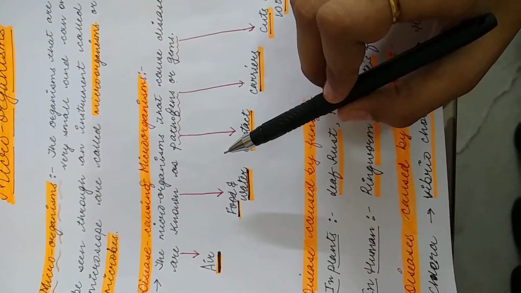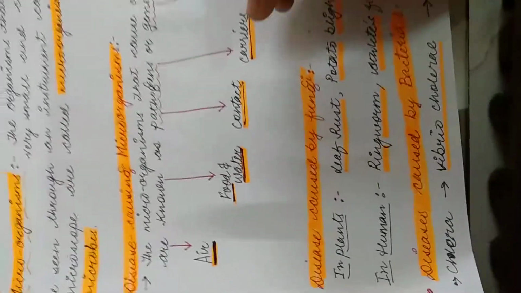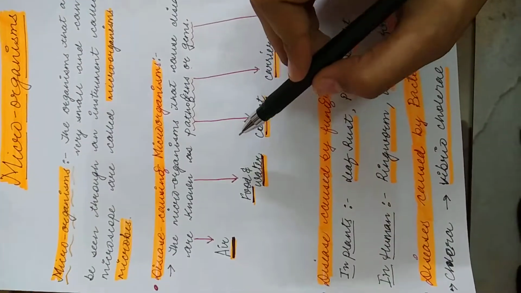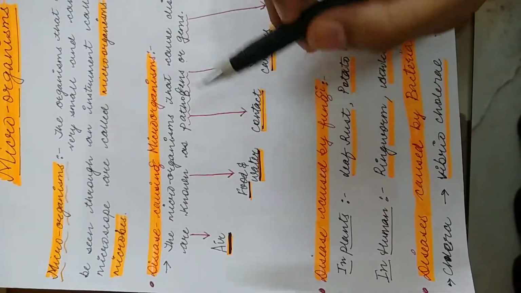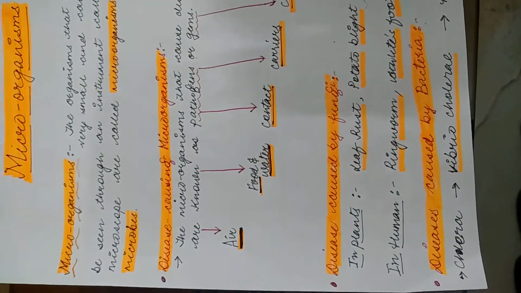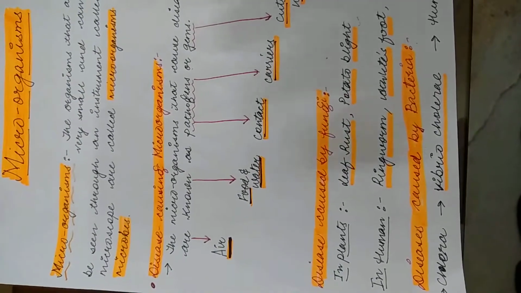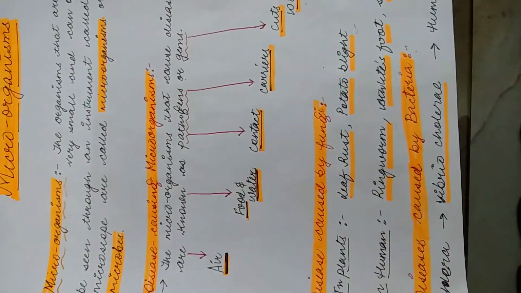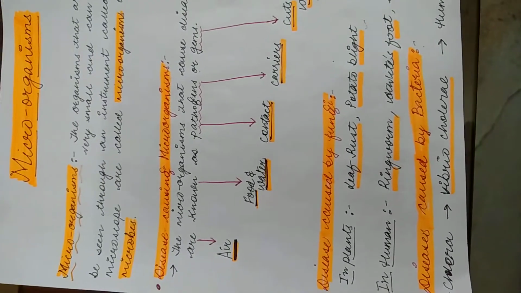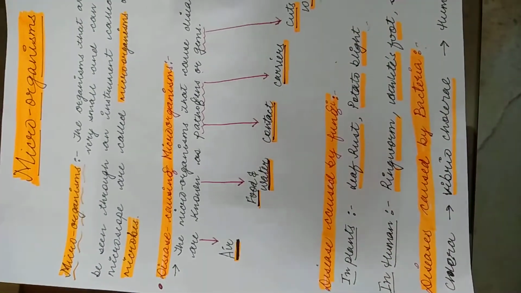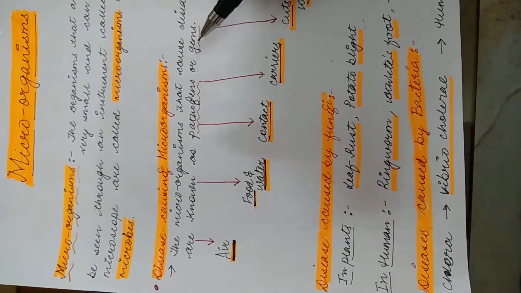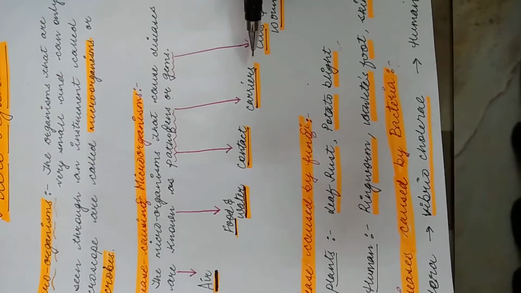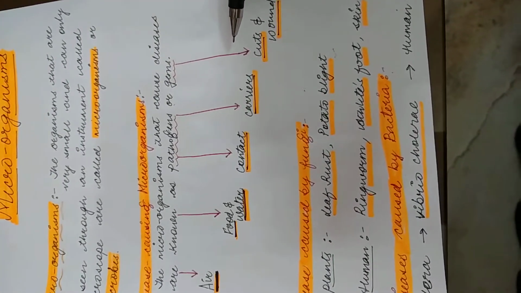Then it comes to food and water. Suppose you might have heard about food poisoning, right? Food poisoning, of course. Then contact: suppose a sick person comes in contact with another healthy person, then again it results in the disease.